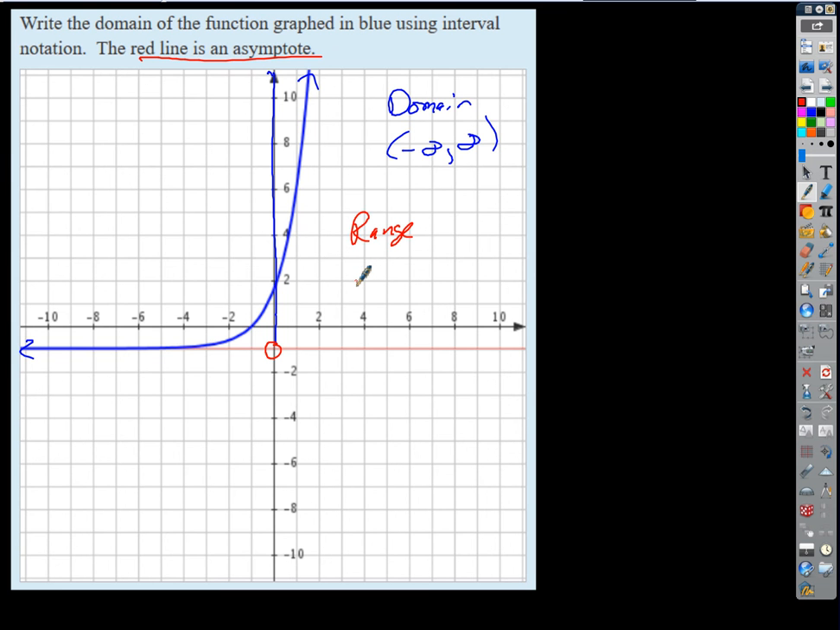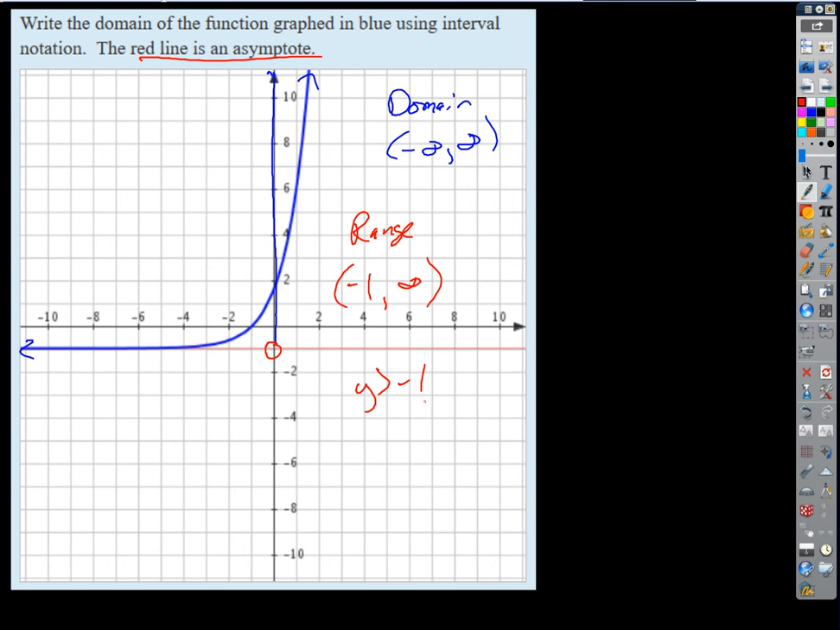So what's the lower limit, lower y value? -1. What's the upper y value? Infinity. And what kind of symbols do I need? I need parentheses because it's not included, right? And then I always have to have a parenthesis up there. So if I write that using an inequality, I would just say y is what? Greater than -1.